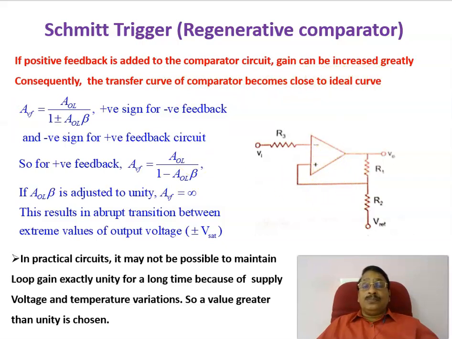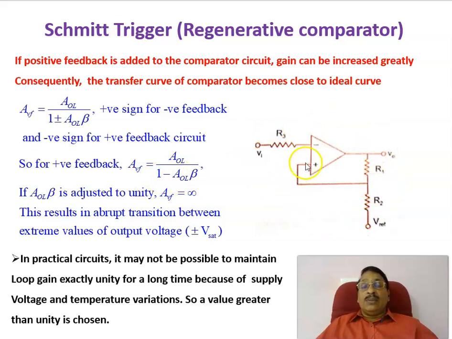If you see the closed loop gain of an op-amp, it is equal to open loop gain divided by 1 plus or minus open loop gain into beta. The plus or minus depends upon whether it's negative feedback or positive feedback. If it is negative feedback, it will be a plus sign. If it is positive feedback, it will be a minus sign. Since it is positive feedback in this case, the gain is given by AOL divided by 1 minus AOL into beta. Therefore, this is the gain of this amplifier.